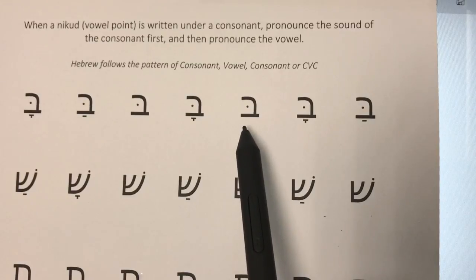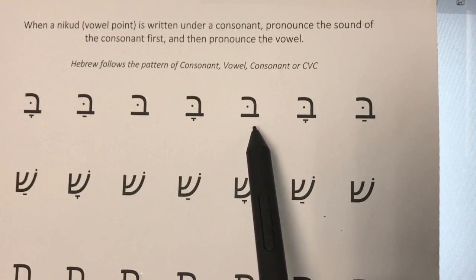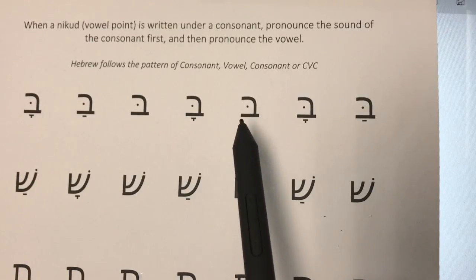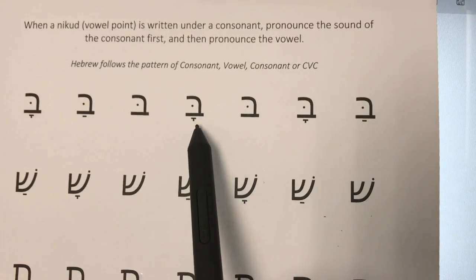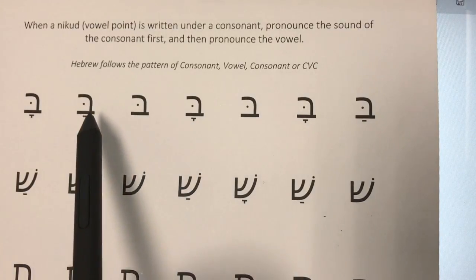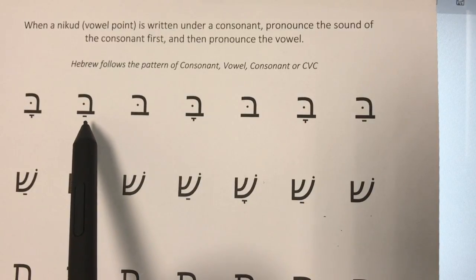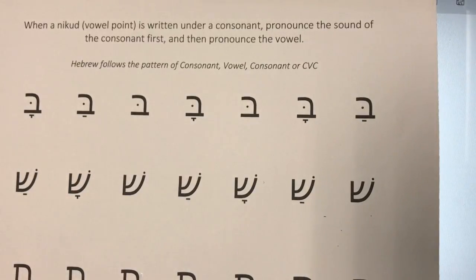Now this one might be a little tricky. All right, if you said ba, that is correct. There's nothing beneath it, so it's just going to say its own sound. Again, we have ba, very good. Here, ba, very good.